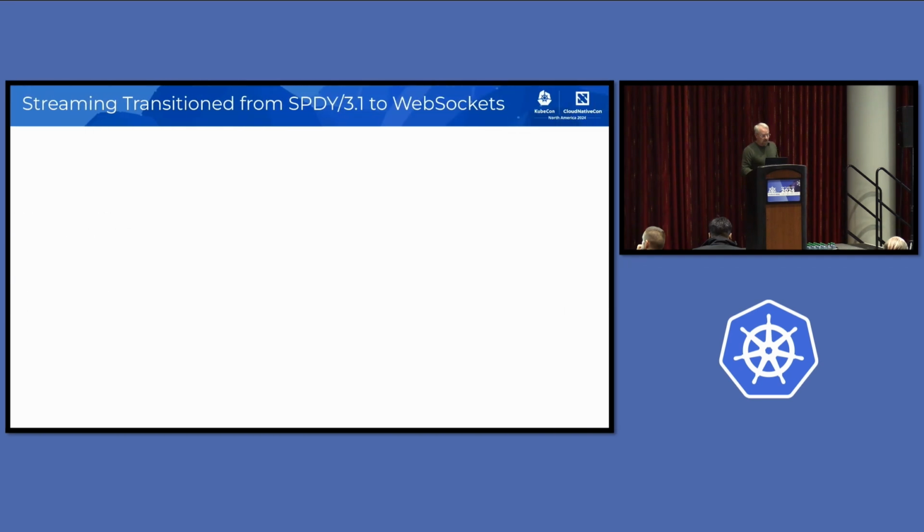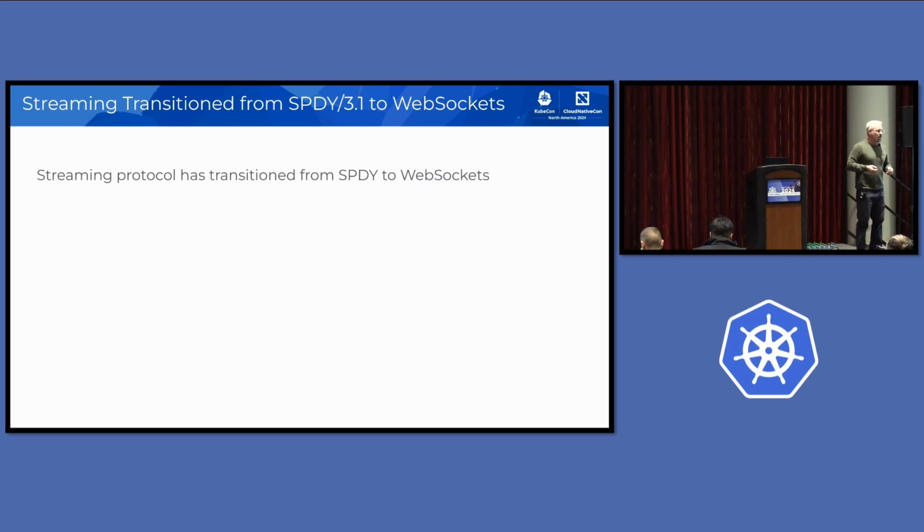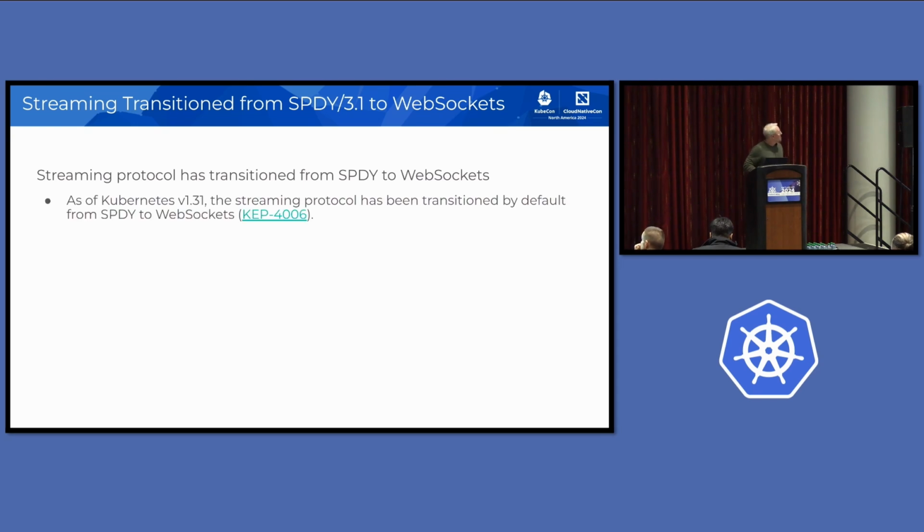Okay, so why are we even talking about this? These streaming APIs have been around for years. Well, we're talking about them because we have recently transitioned the streaming protocol from SPDY to WebSockets. That happened as of version 1.31. The default streaming protocol for any of those four commands that I've mentioned, as defined in KEP 4006, is now going to be WebSockets. It'll fall back to SPDY if the container runtime or the server doesn't support that. But by default, we're going to attempt a WebSocket upgrade connection.